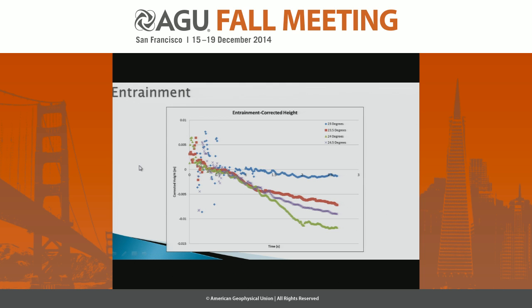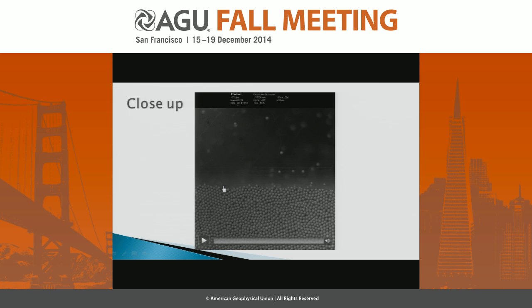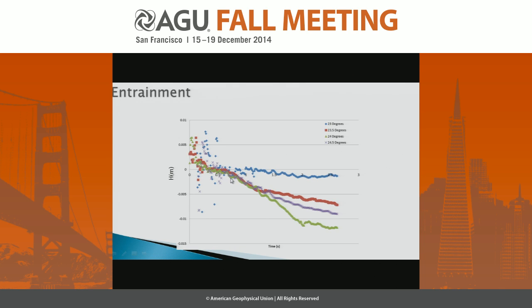So here we have, for 4 different cases, our entrainment. Here, this 0 marks the initial position of the bed. So this would be where we have motion or no motion. And so we see how that non-physical boundary moves down through the system over time. Here we've got 4 cases with 23 degrees, 23.5, 24, and 24.5, and we'll go into why this one is lower than the other ones in a little bit.